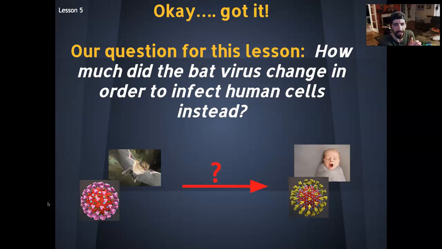Now that we got that, here's the question for today that this lesson is going to be about. If it started in bats right here, how did the virus on the outside change in order to be able to infect human cells instead? What specifically happened to allow that jump to occur?